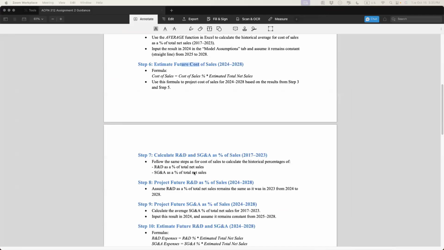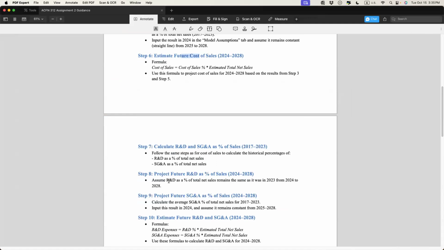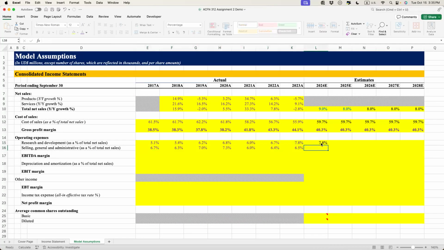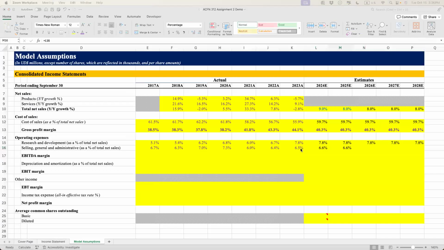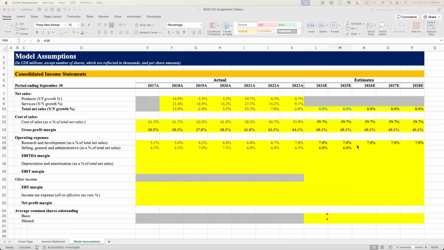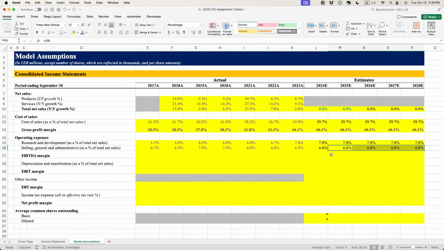So let's take a look at the guidance file. For R&D, what are we going to do here? We're going to assume R&D remains the same as it was in 2023 from 2024 to 2028. For SG&A, we're going to calculate the historical average, then it's going to remain the same. Okay. So R&D, we're going to remain the same for future years. For SG&A, we took an average of all the historical years, and then we're going to straight line that for future years.